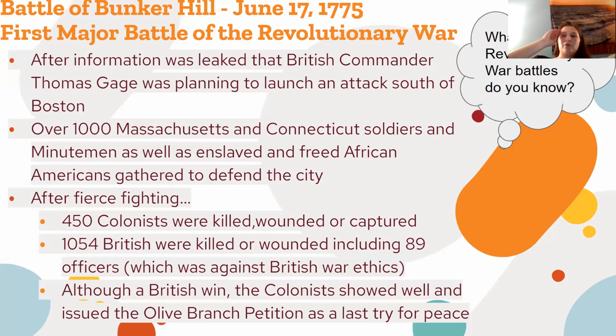So we have another major battle here, the Battle of Bunker Hill. Information is leaked that a British commander, Thomas Gage, was planning to launch an attack south of Boston. So over 1,000 Massachusetts and Connecticut soldiers and Minutemen, as well as enslaved and freed African American people, gathered to defend the city of Boston.